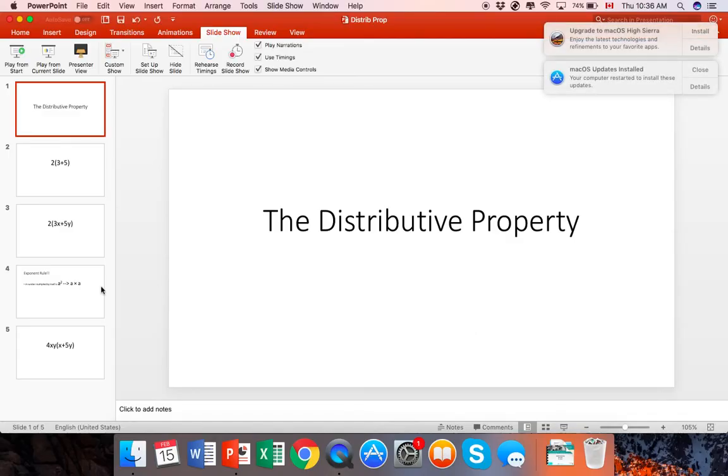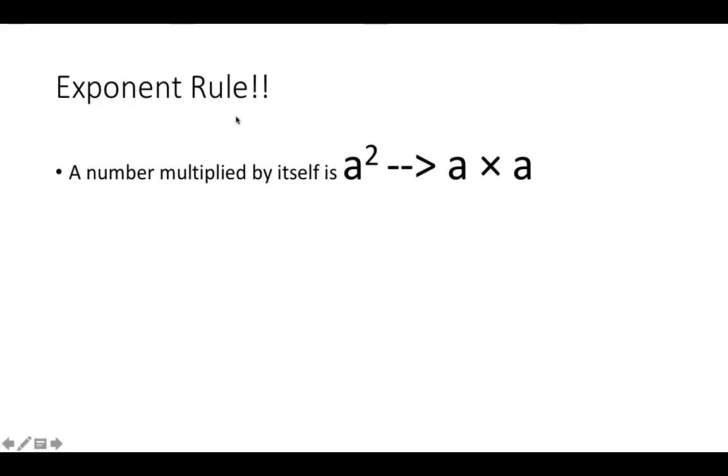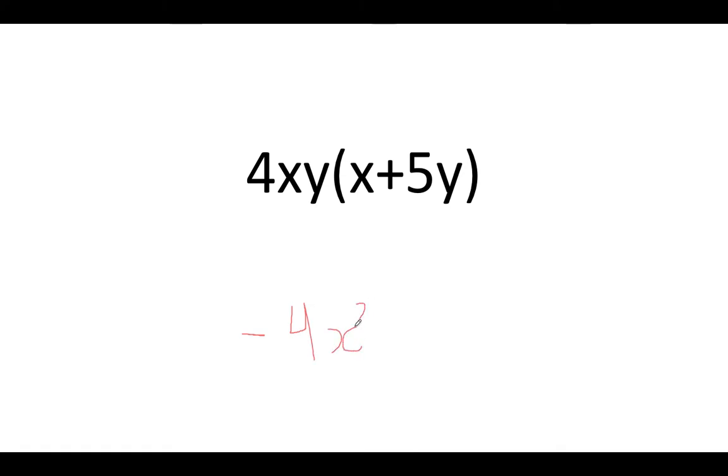Ideally, the answer is going to be negative 4x squared y minus 20xy squared, okay? This was the answer to negative 4xy times x plus 5y. Because plus and negative, positive and negative go together to become a negative sign, okay, which makes the operation a subtraction, all right?